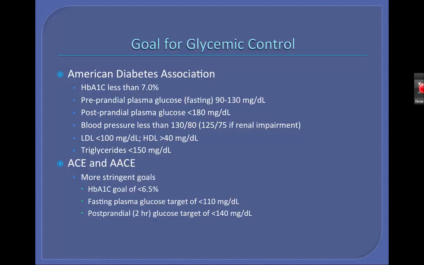The clinical endocrinologists have more stringent goals. Hemoglobin A1C of less than 6.5, which they're not doing. The endocrinologist right now, it's just what I repeated to you before, is 7. Okay, so hemoglobin goals of 7, fasting plasma glucose target of less than 110, and then postprandial 2-hour glucose target of less than 140.